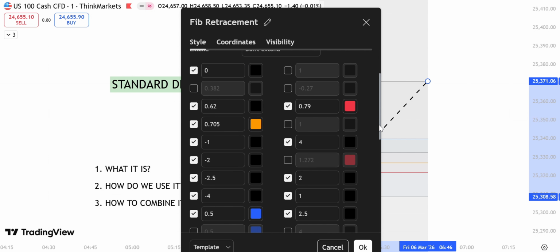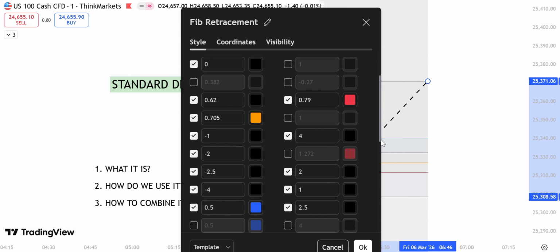All right, perfect. So these are every single level that you need to know. The 0, the 1, which is the 1 right here. Then you got the 6.2, 7.05, 7.9, and then you got the -1, -2, 4, -4, -2.5, 2, 1, 2, 5. Just focus on the negative. If you guys don't want to pass the positives, it's okay. Focus on these negative, and I'll show you guys why in a minute.